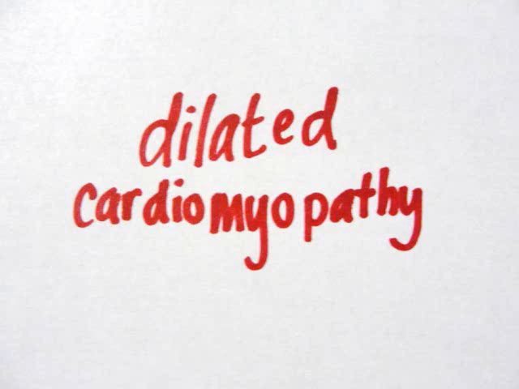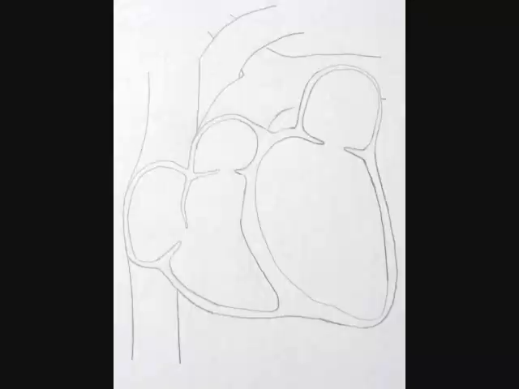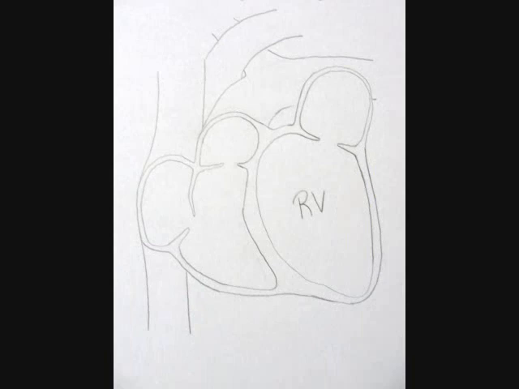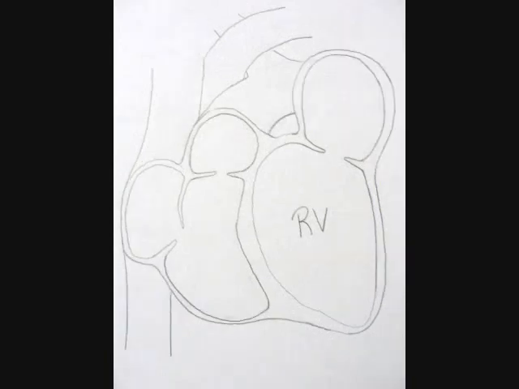Dilated cardiomyopathy, abbreviated as DCM, is when the heart's ventricles enlarge and weaken, causing a decrease in ejection fraction. Ejection fraction is the amount of blood pumped out with each heartbeat. As you can see by this picture, the right ventricle is dilated. As time goes by, it can affect the other heart chambers.